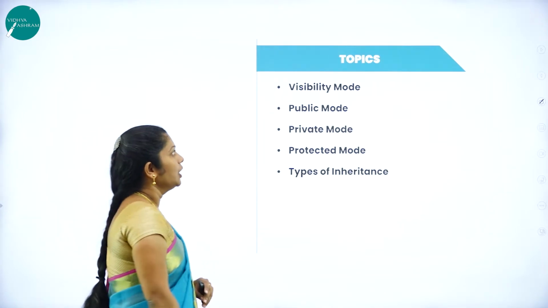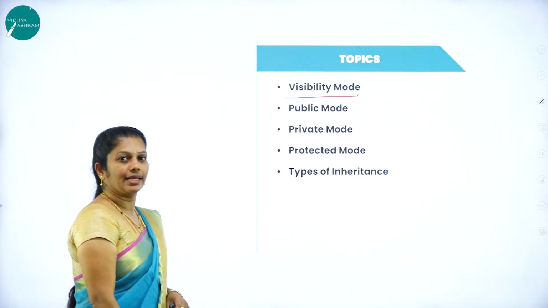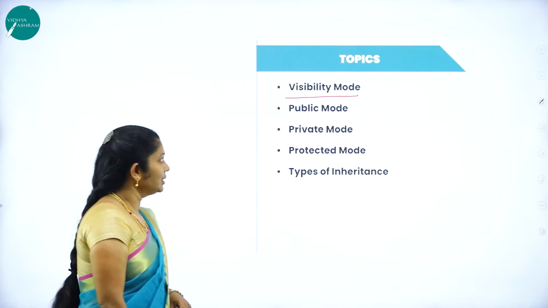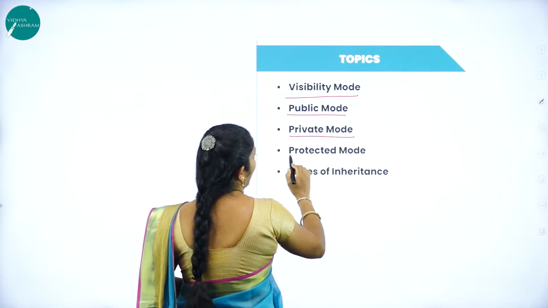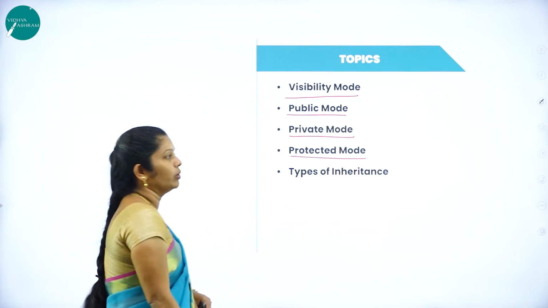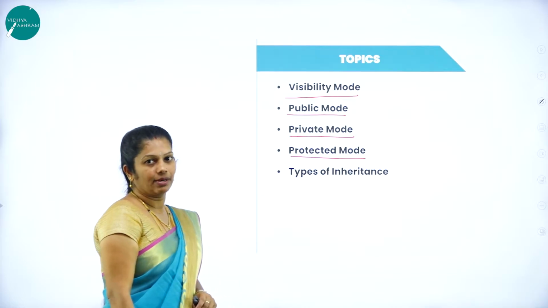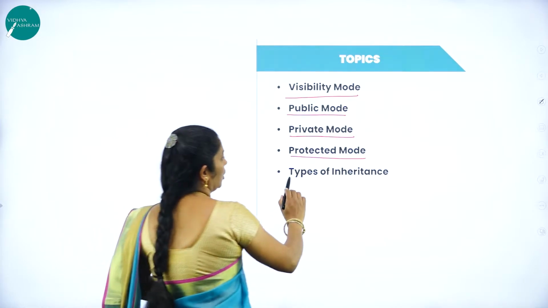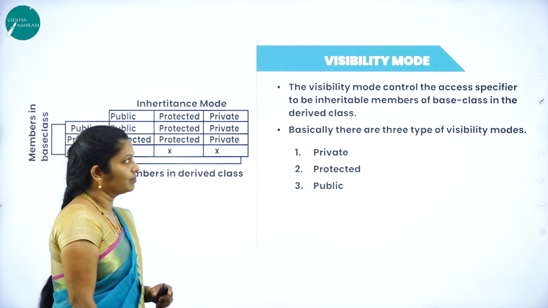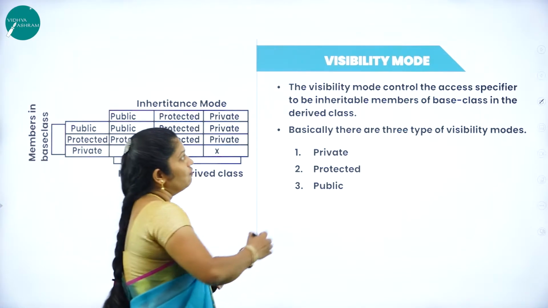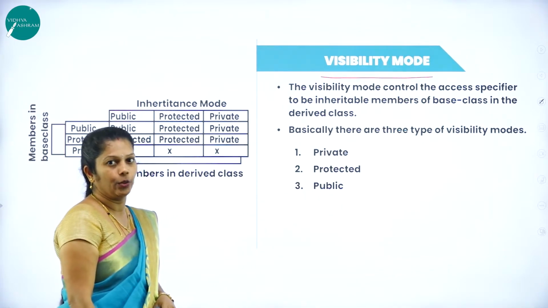Whereas in today's class, you will come to know about visibility mode. What exactly does the visibility mode tell you? Under that, private visibility mode, public visibility mode as well as protected visibility mode. There are three types of visibility mode: public mode, private mode as well as protected mode. With that, you will study the different types of inheritance. Now one by one we will discuss visibility mode. What exactly will the visibility mode tell you?